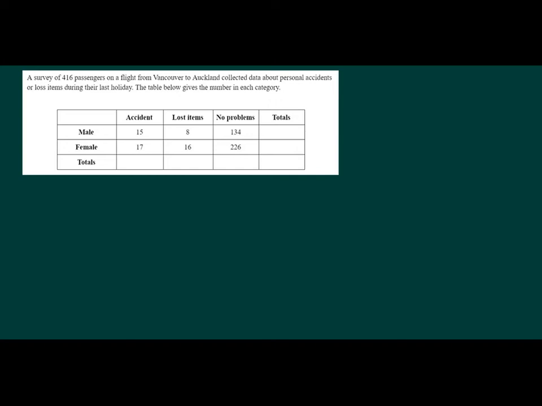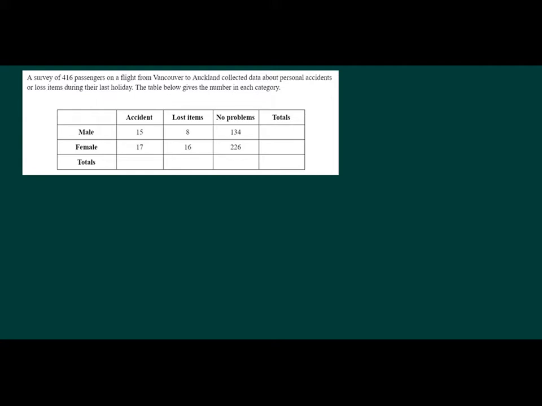Right, for this particular video, we're going to be looking at a two-way table question. And here we've got our two-way table, and we've got three questions that I'll discuss straight afterwards. So here we have a survey of 417 passengers on a flight from Vancouver to Auckland, and they collected data about personal accidents or lost items during their last holiday. The table below shows the number in each category.